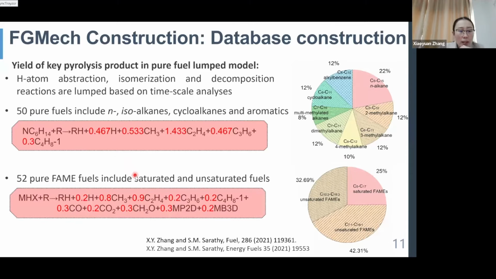Similarly, we developed the lumped kinetic models for 52 pure fuels and obtained the yields of key pyrolysis products shown here. And this is a distribution of different fuels. To verify the reliability of these yields of key pyrolysis products, we validated the lumped model against the literature data, and this work has already been published.